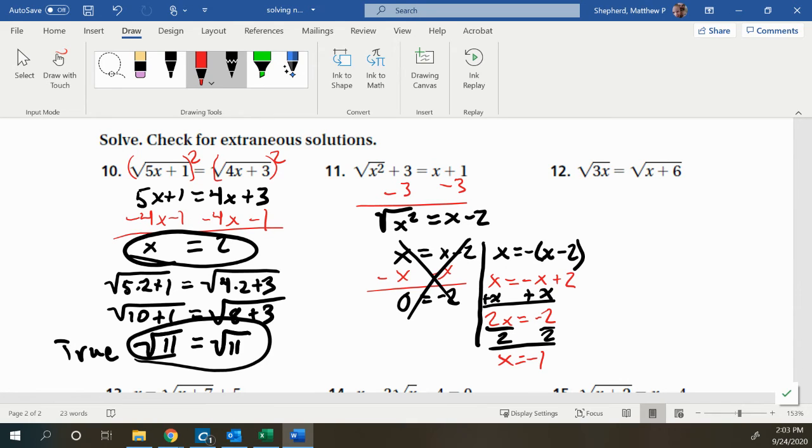If I plug that into my original equation, negative 1 squared is just 1, square root 1 is 1, 1 plus 3 is 4. Great, so we should get a 4 over here on the left. Over on the right, we do negative 1 plus 1 is a 0. Didn't work either. That was an extraneous solution. So that one, we didn't really find any solutions. Okay, all of our solutions were extraneous.